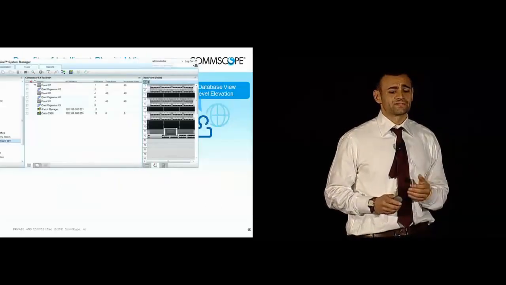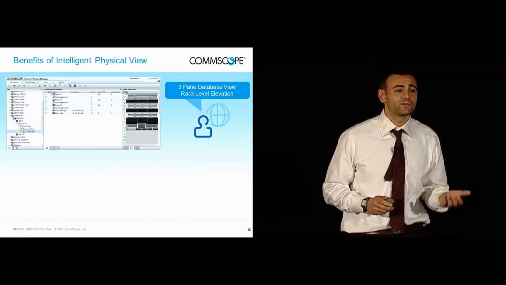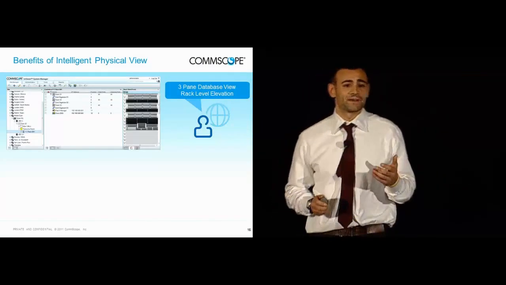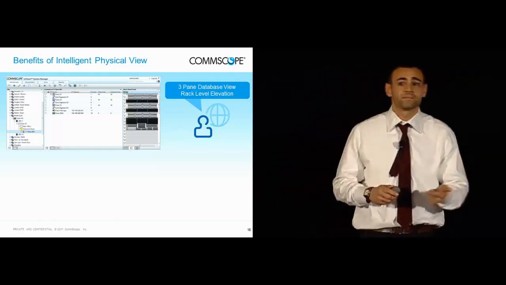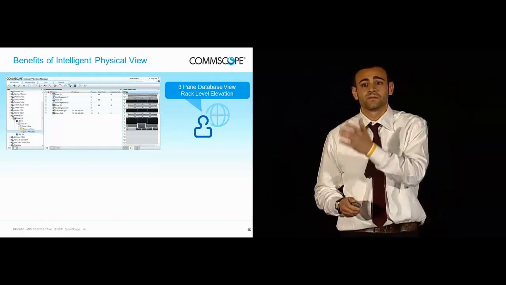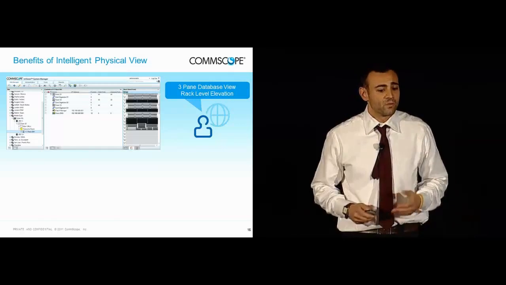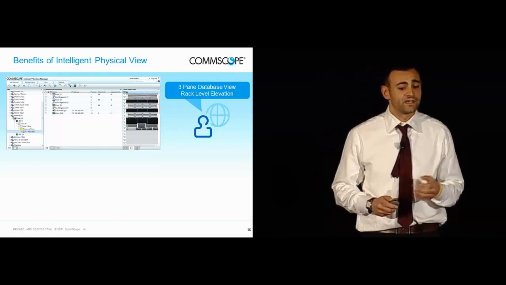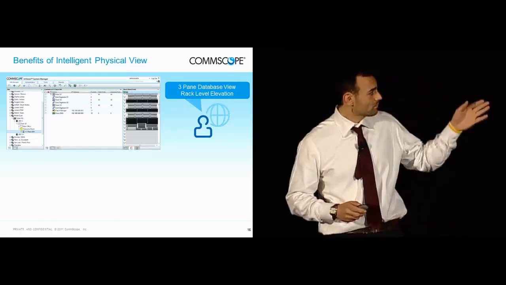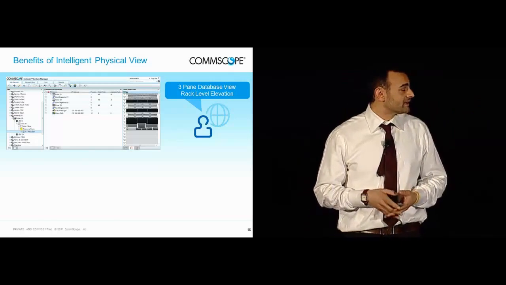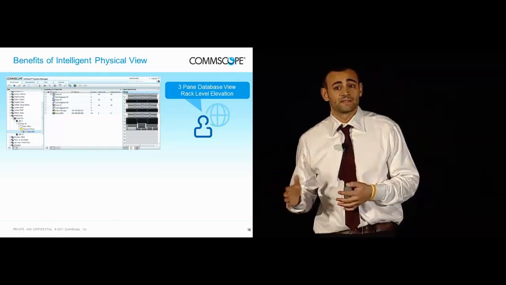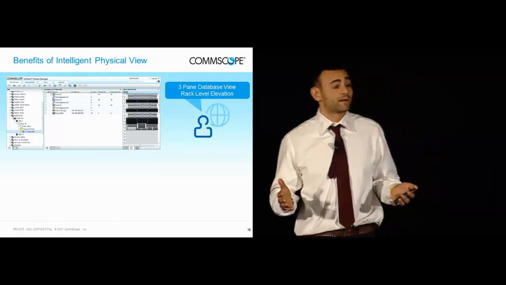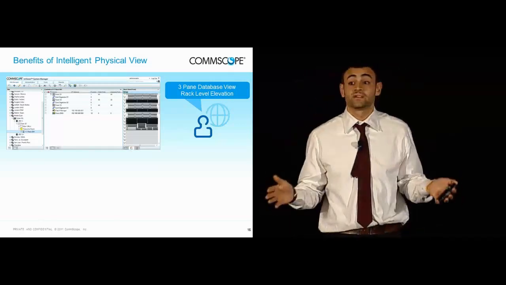So how do we manage this? How do we manage multi-mode, single mode, LC, MPO, even RJ45 if we're talking about copper? What are some of the benefits of an intelligent physical view? Shown here is a screenshot. It's a 3-pane database. It's part of a system. It's part of what the industry calls intelligent infrastructure.